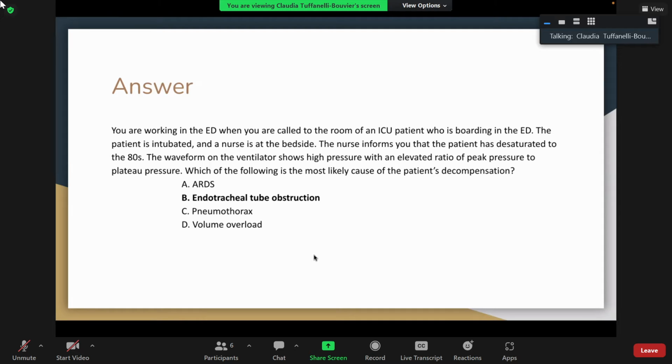If I was answering this question on a board exam, I am with you. I don't know if I would have picked that. This was one from a question bank, not one that I wrote myself, and I might have put in pneumothorax myself as well. So I'm with you.